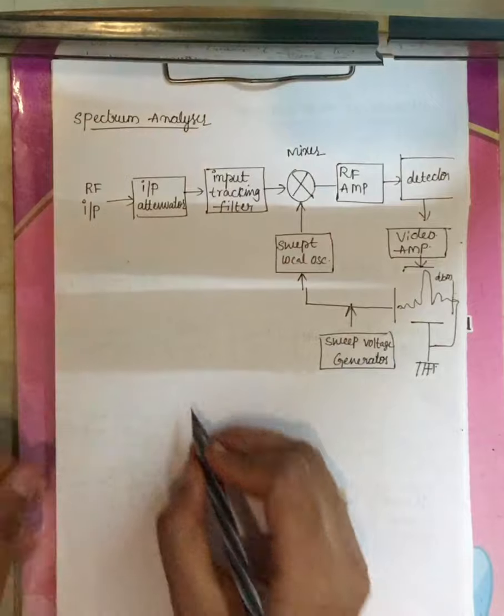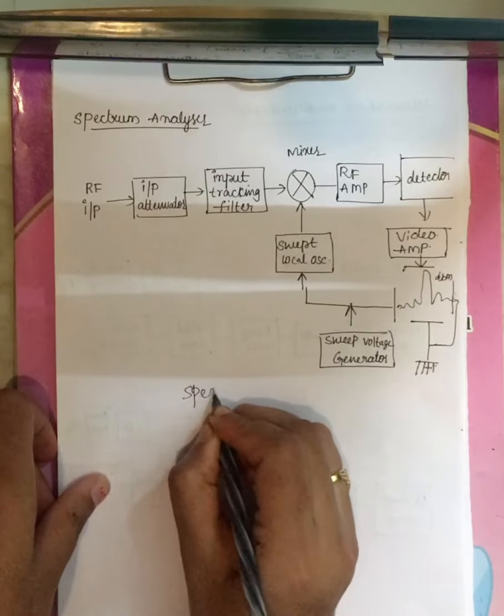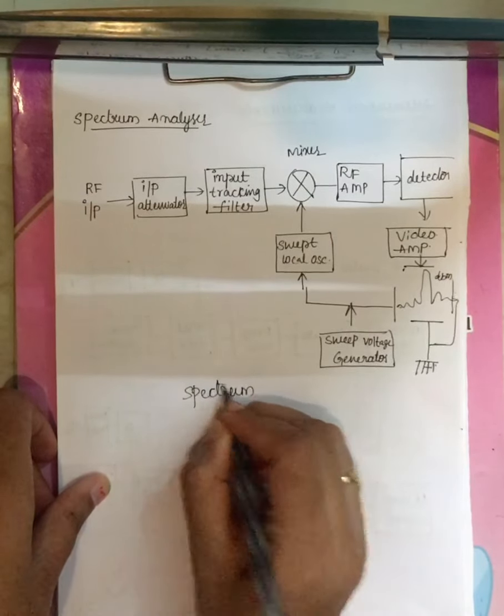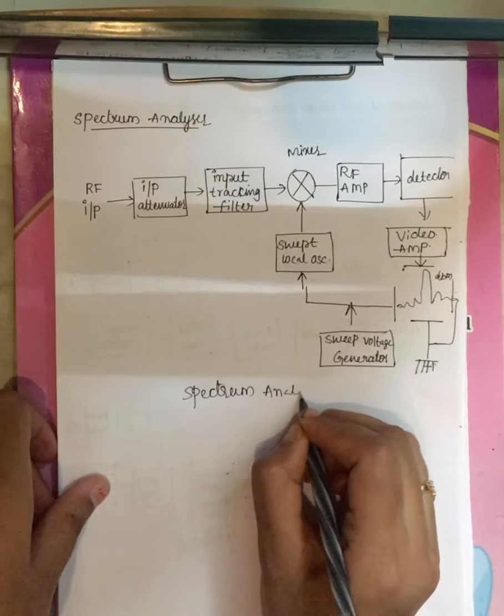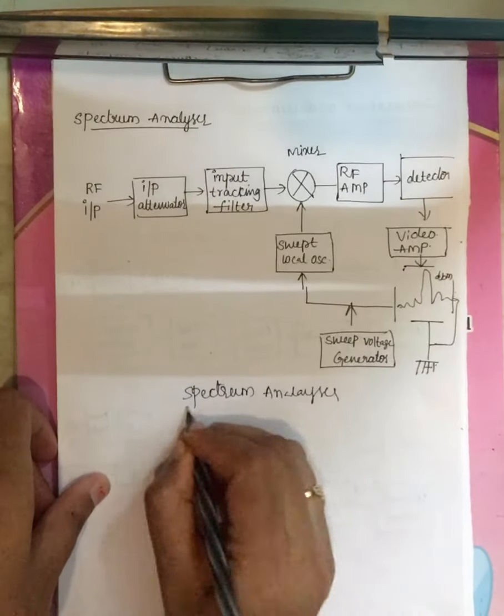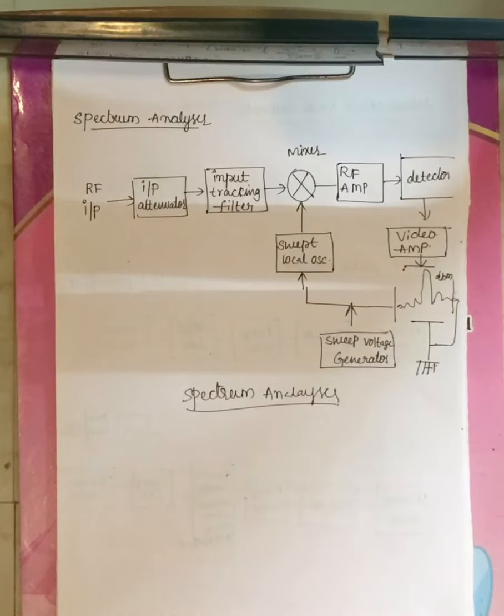This is the structure of your spectrum analyzer. It is used to measure the spectrum of a microwave signal. Now, what is meant by a network analyzer? It will measure the amplitude and phase of a microwave signal.